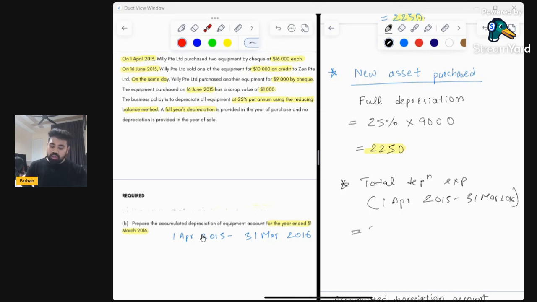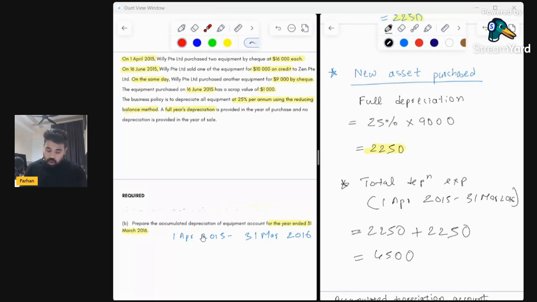It's going to be 2,250, which is the depreciation we have derived for one of the remaining old assets, plus an additional 2,250 for the depreciation of the new asset which we have purchased, altogether giving us $4,500 as the total depreciation expense for the 12 months starting 1 April 2015 and ending 31 March 2016. And this $4,500 is also what we will report in the income statement under our expenses section.